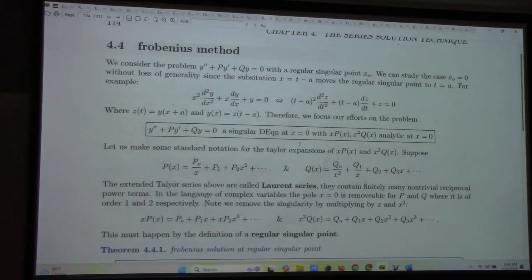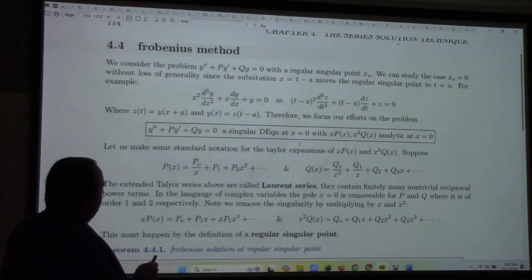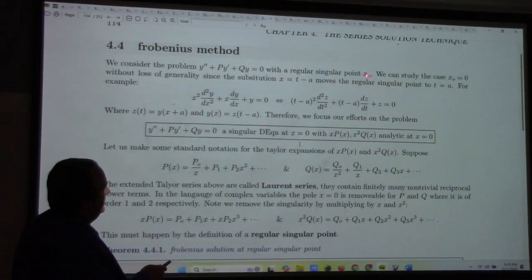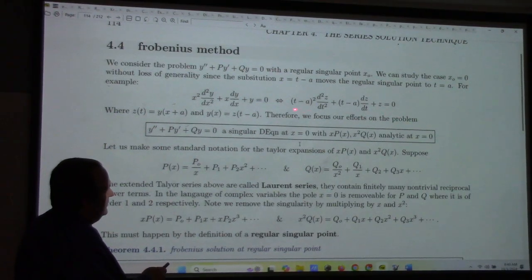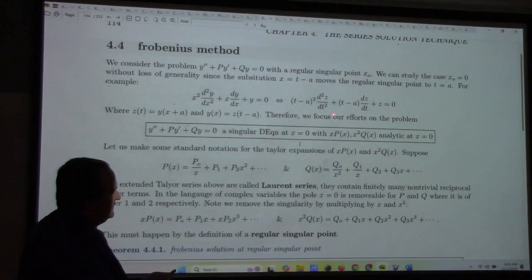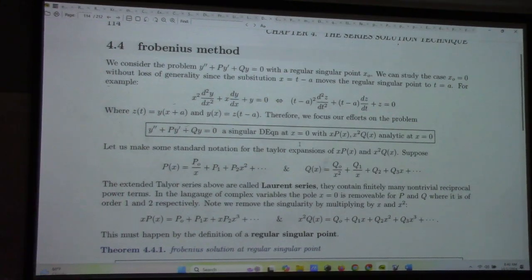First of all, we're going to focus our attention on the singular point x naught being 0, because if you had a singular point at a, you can transform the problem to this, and that makes the singular point which was at a become at 0 for the new problem. So there's no loss of generality in just treating the problem with the singular point at 0. These problems are bad enough with the singularity being at 0, so let's focus on that case.